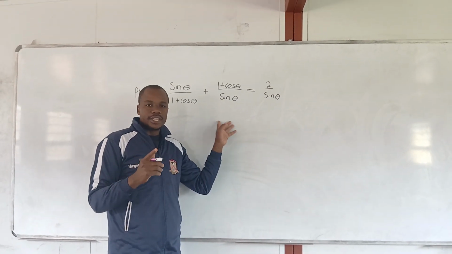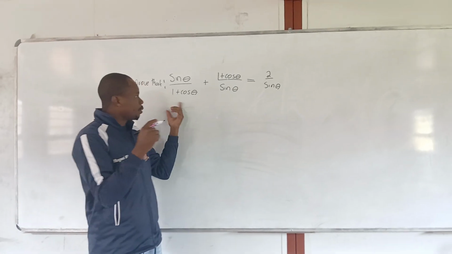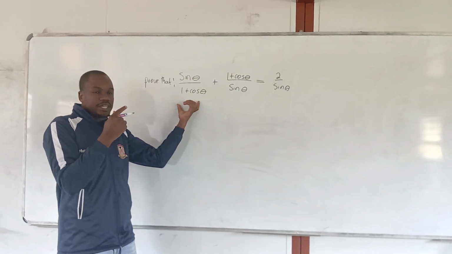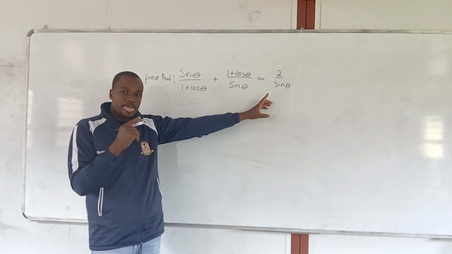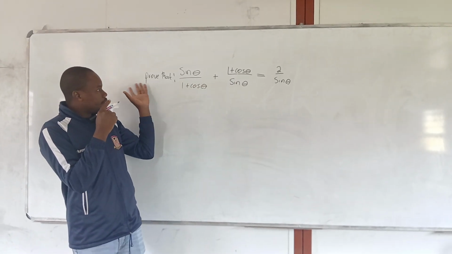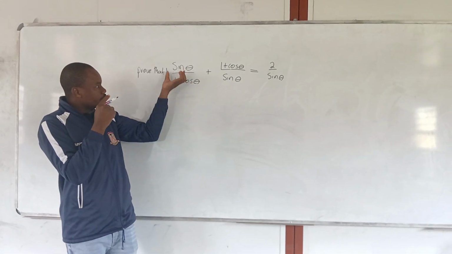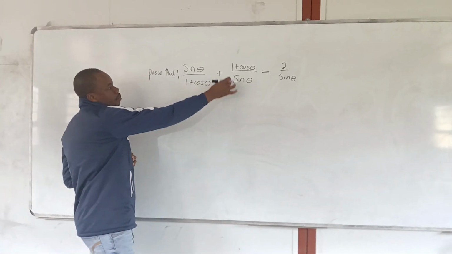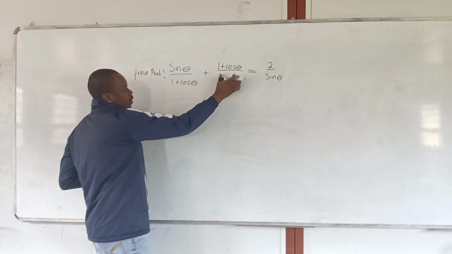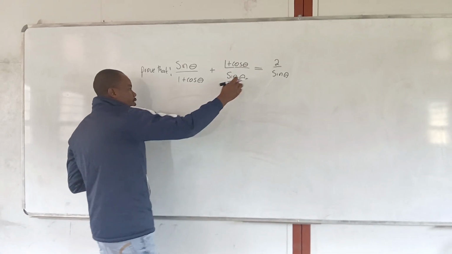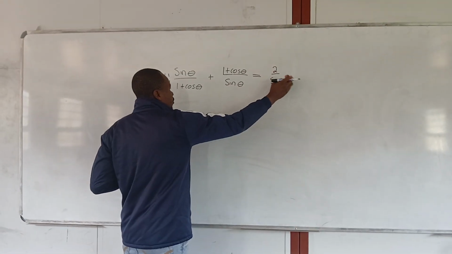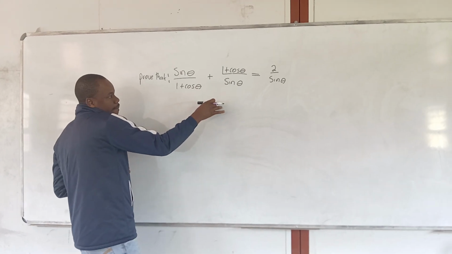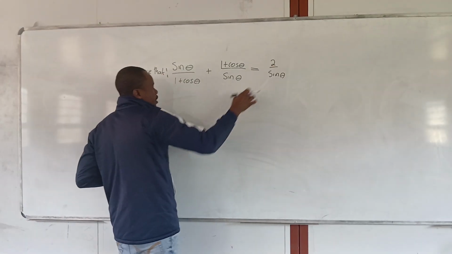Good afternoon once again. I'm about to prove this expression. It's basically grade 11 and 12. You are given the expression sine theta divided by 1 plus cos of theta, plus 1 plus cos of theta divided by the sine of theta, which is equal to 2 divided by the sine of theta. So basically you need to prove that the left hand side is equal to the right hand side.